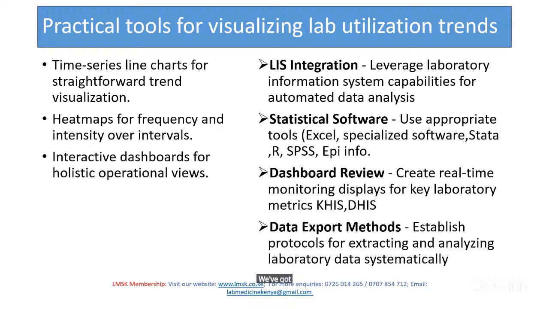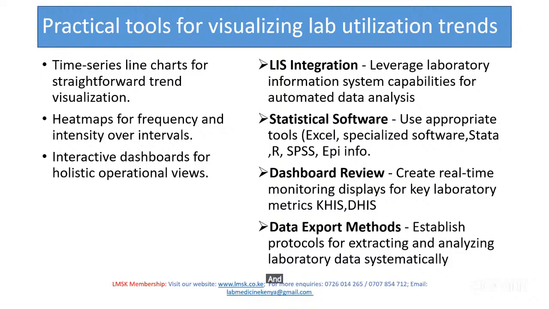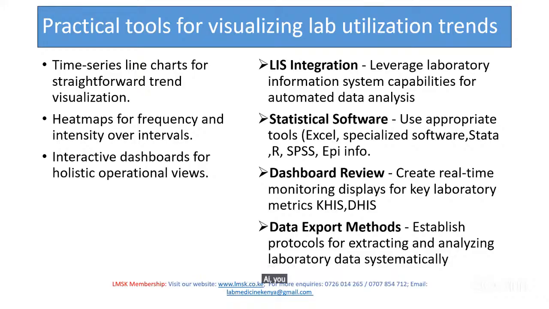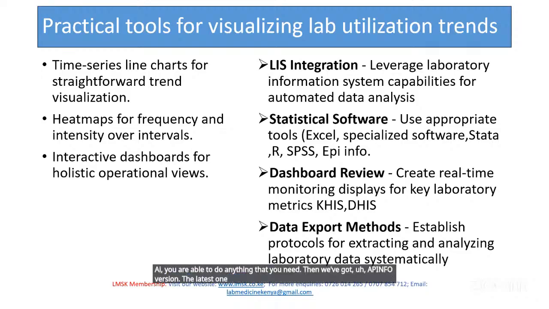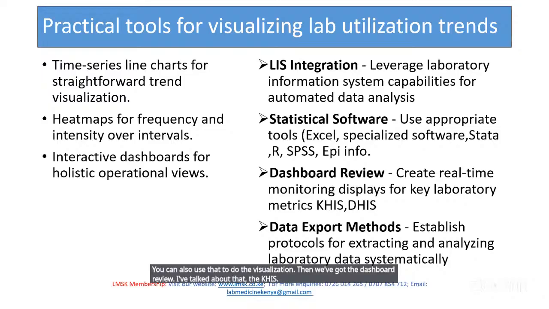We've got Stata, the latest version is 24. We've got R, which has R Studio, R Environment, R Console, the R commands, and ggplot. You are able to plot everything that you need. We've got a package for social scientists, that is SPSS version 26, which is embedded with AI. You are able to do anything that you need. Then we've got Epi Info. The latest one is version 7. You can also use that to do the visualization. Then we've got the dashboard review. I've talked about that, the KHIS and the NASCOP.